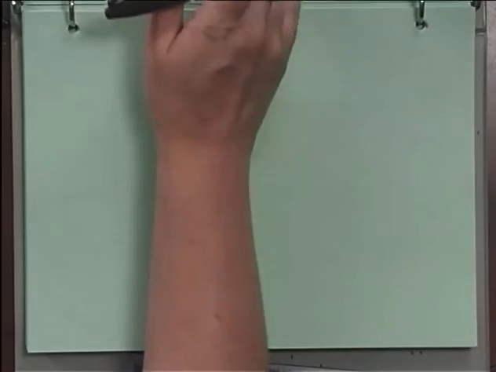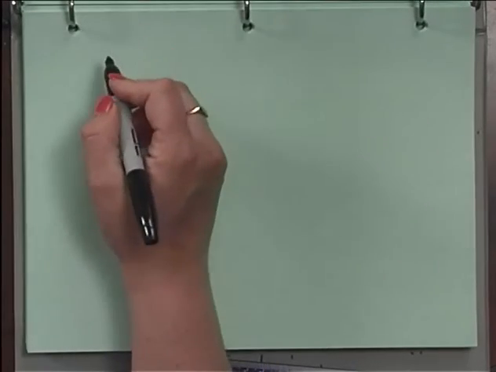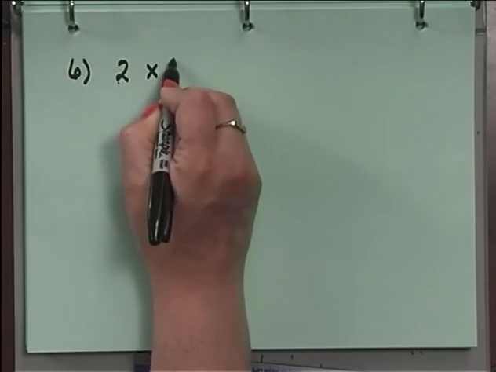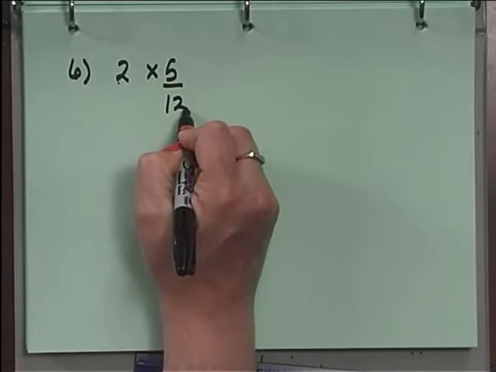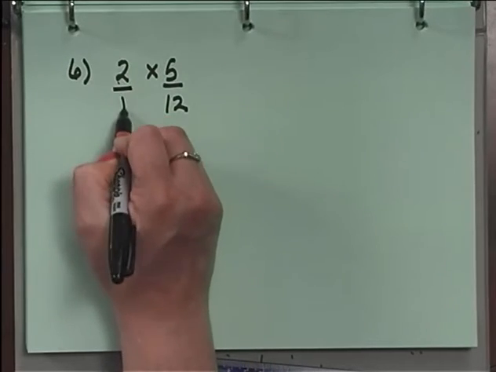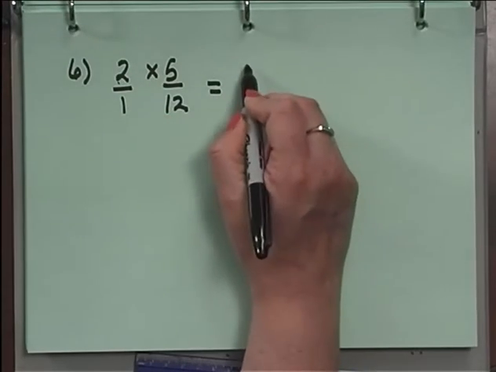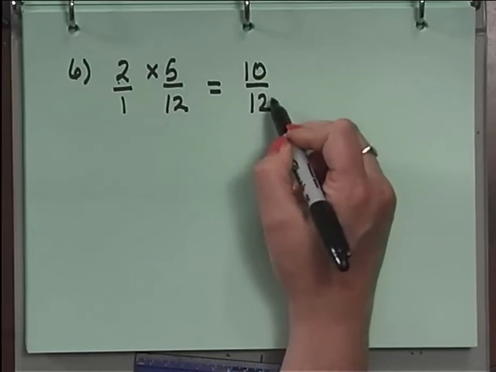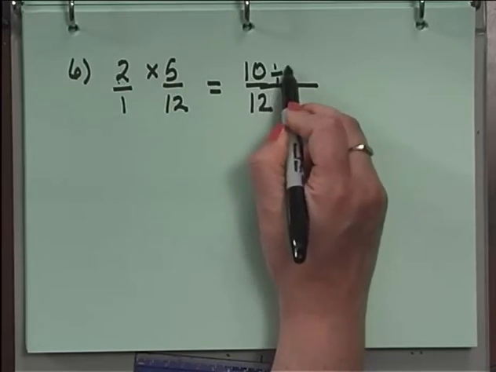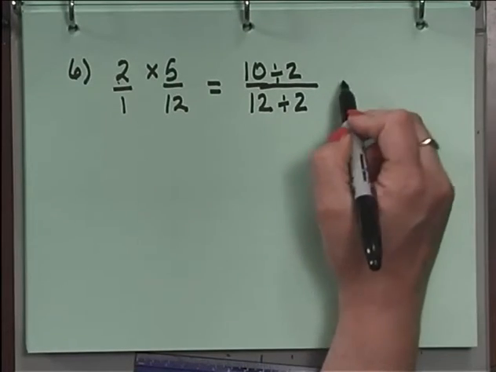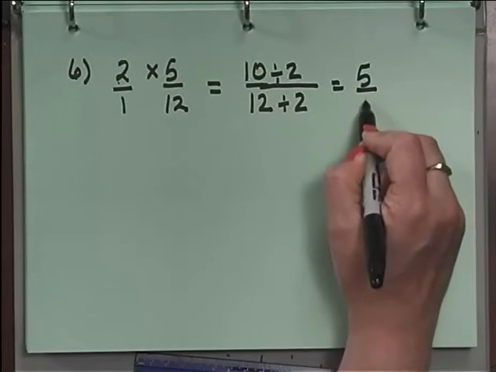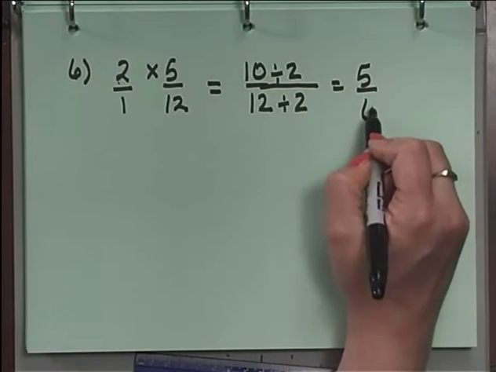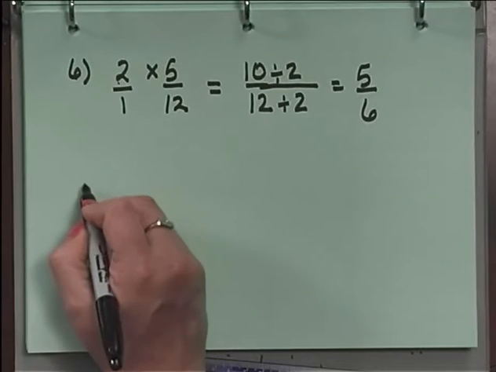Okay, let's look at example 6. With example 6, I'm asked to multiply 2 times 5/12. Well, again, I'm going to place a 2 over a 1 and then multiply. 2 times 5 is 10, 1 times 12 is 12. These numbers are both even, so they both can be divided by 2. 10 divided by 2 is 5, and 12 divided by 2 is 6. So my final answer would be 5/6, and that's the reduced form of the answer.